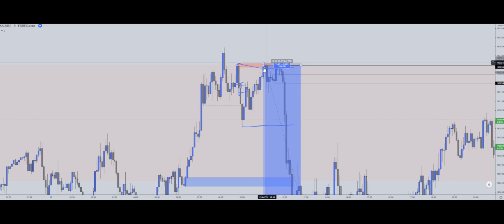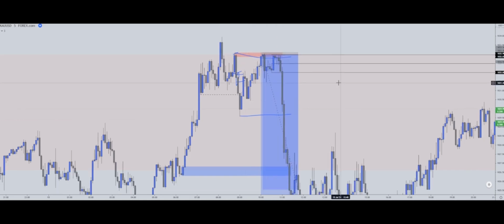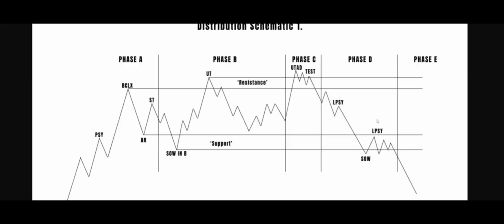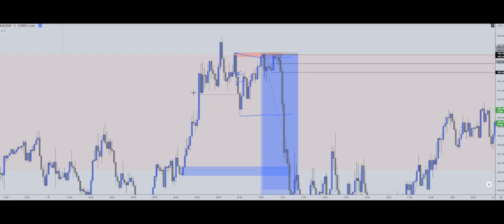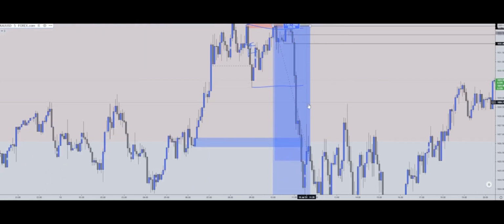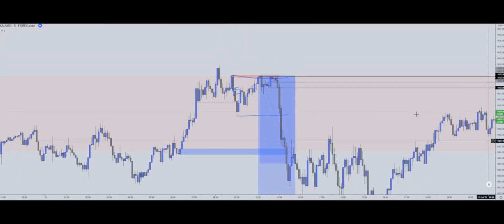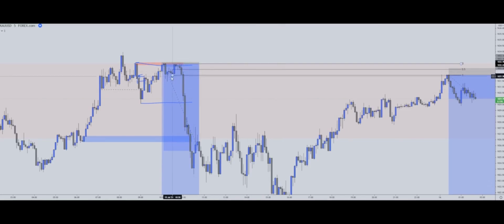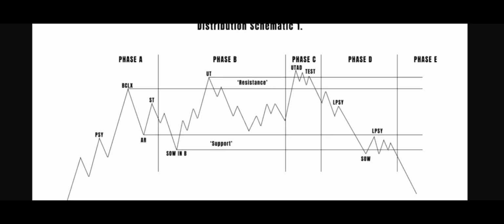So as you can see, last point of supply, then obviously we start breaking to the downside, and then we're seeing a sign of weakness and a break to the downside. And as we enter into phase E, phase E is pretty much anything onwards from here. So again, if you want to take the scaling trade, you can, because it's still classed as the Wyckoff distribution, because we're in phase E, and phase E can go on for however long.